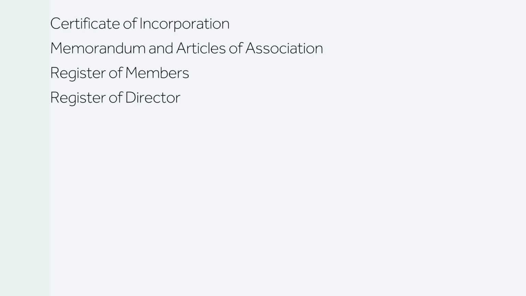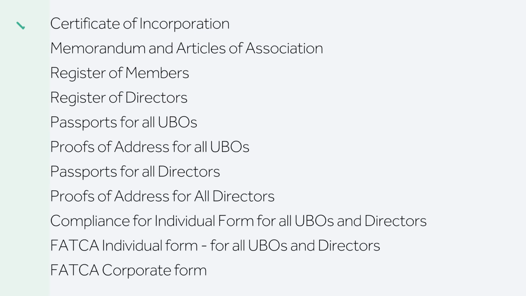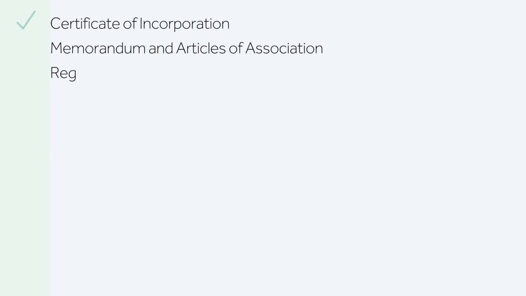In summary, please make sure you upload scans of the following certified documents: the Certificate of Incorporation, the Memorandum and Articles of Association, the Register of Members, the Register of Directors, passports for all UBOs, proofs of address for all UBOs, passports for all directors, proofs of address for all directors, the Compliance for Individual form for all UBOs and directors, the FATCA individual form for all UBOs and directors, and the FATCA corporate form.